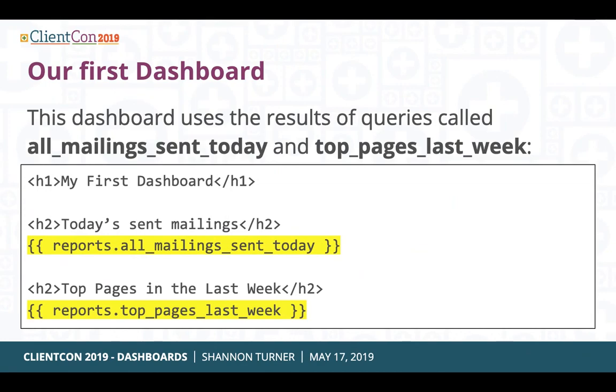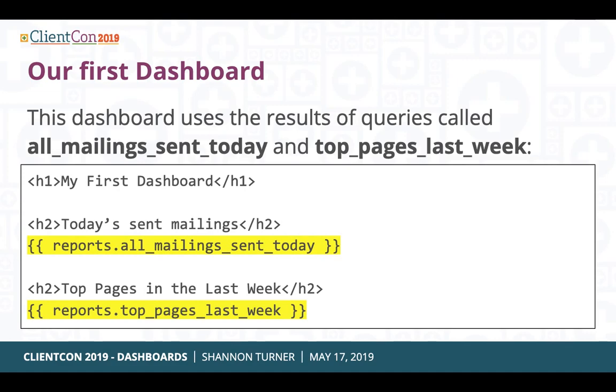This slide might be looking familiar, and that's because I've duplicated it for emphasis. We have 3 sections. We have a heading for My First Dashboard. We have another heading for Today's Sent Mailings, followed by a report called All Mailings Sent Today. And then we have another heading, Top Pages in the Last Week, followed by that report.